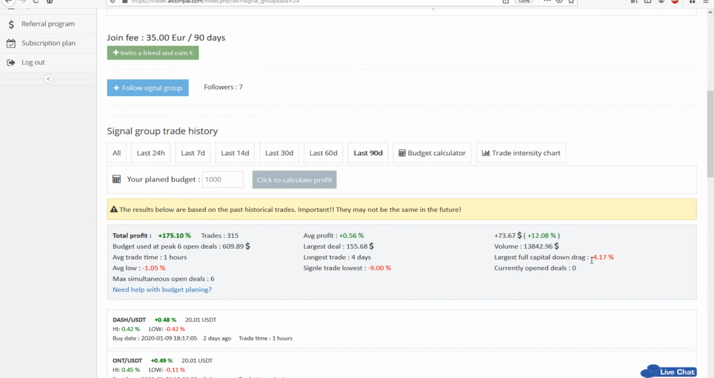The largest full capital drawdown means you were using $1,000, and at one point your capital went down to -4%. So -4% would turn out to be something like $960, or let's say $950 to keep it a little bit averaged down. So the maximum lowest capital you have lost would be only -4%, but what you have earned will be +12%.